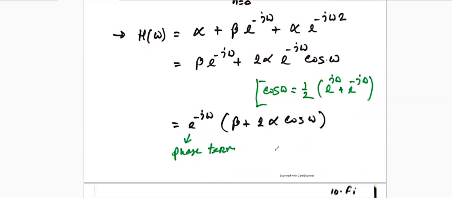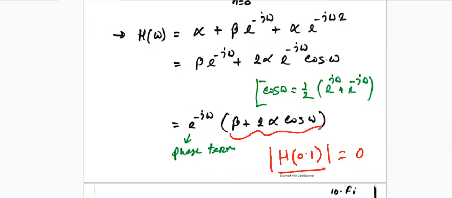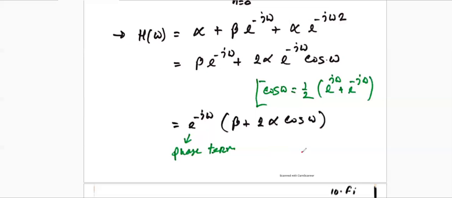So whenever we are talking about H at 0.1, the magnitude should be 0. This amplitude actually is taken from there because there is no amplitude component built here. We have only the phase component. Similarly, for H at 0.4, the magnitude should be equal to 1. That actually came from this part, not from the phase part.